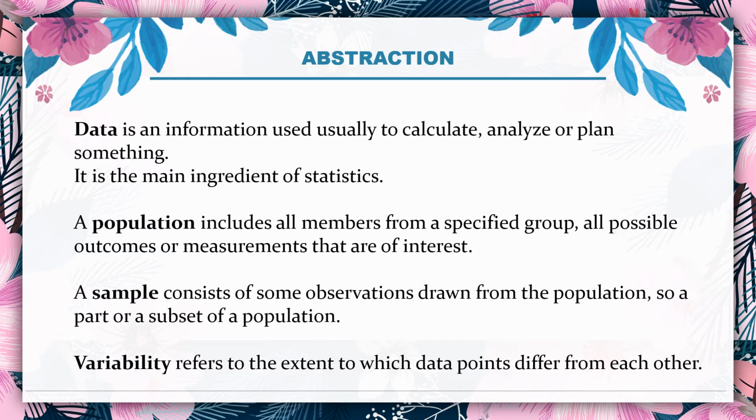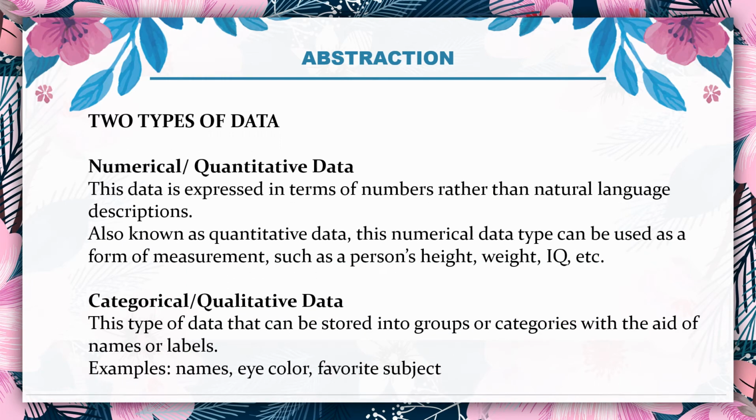Next, we need to know the two types. So there are two types of data. First is the numerical or quantitative data. This data is expressed in terms of numbers rather than natural language descriptions. Also known as quantitative data, this numerical data type can be used as a form of measurement, such as a person's height, weight, IQ, and more. So these data, just like what its name entails, are more into numbers. Yes, numerical data are numbers.